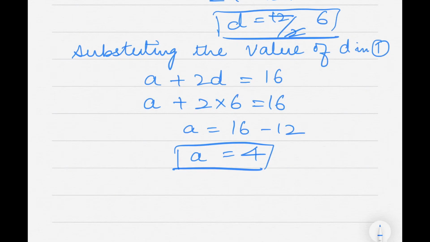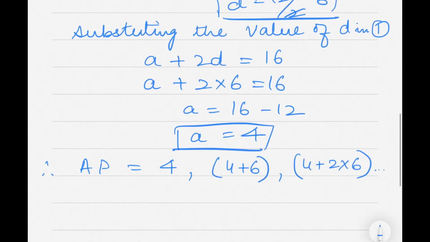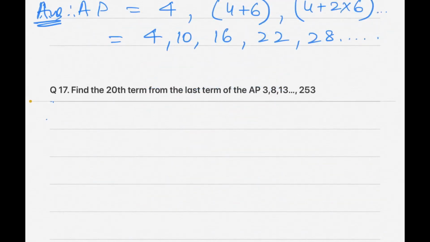Now I can find the AP. So therefore the AP would be 4 as my first term, then the second term will be 4 plus 6, then the third term a plus 2d, so 4 plus 2 into 6, and so on. So this will be equal to 4, then 10, then 16, then 22, and then 28 and so on. So this would be my AP, right? So I think we are done with this question. This is my answer. Now let's move to question number 17.